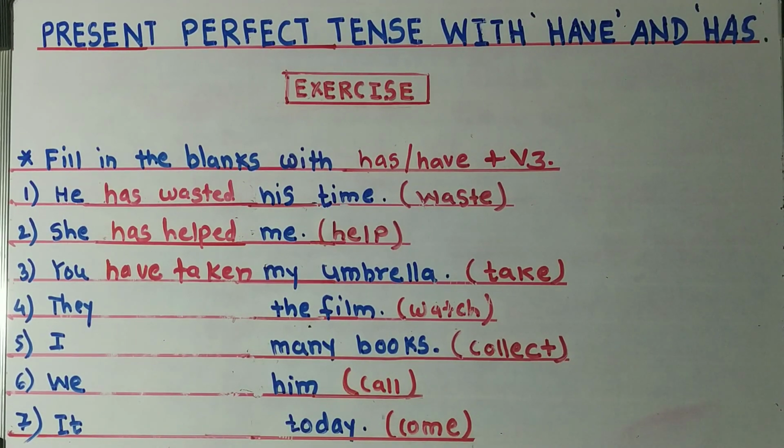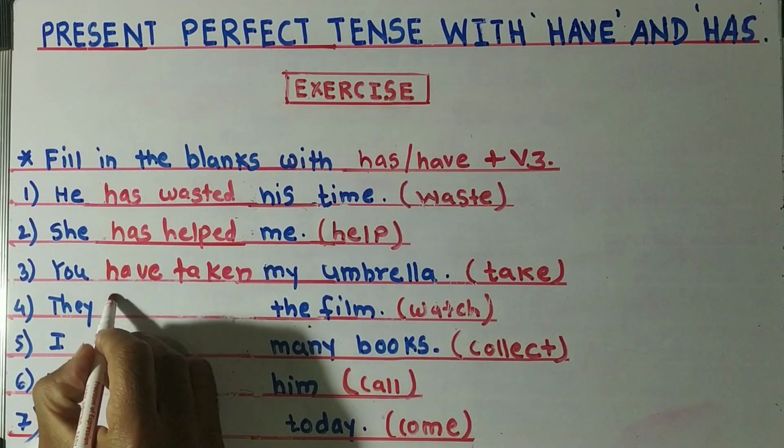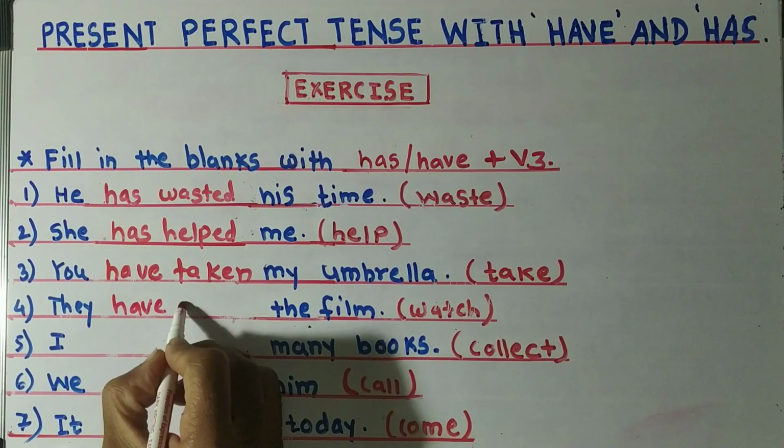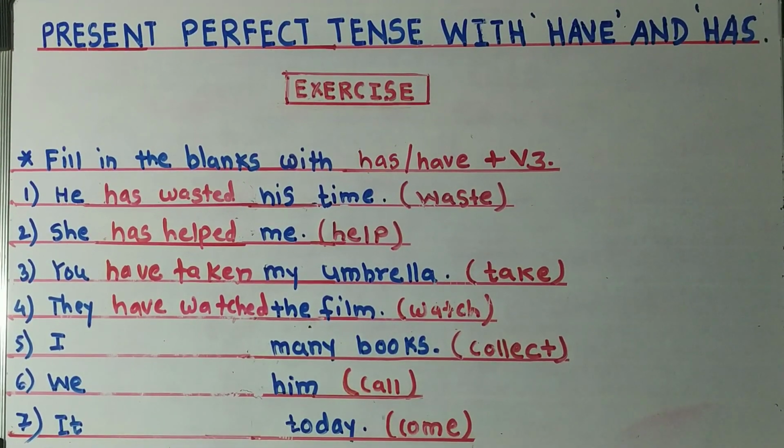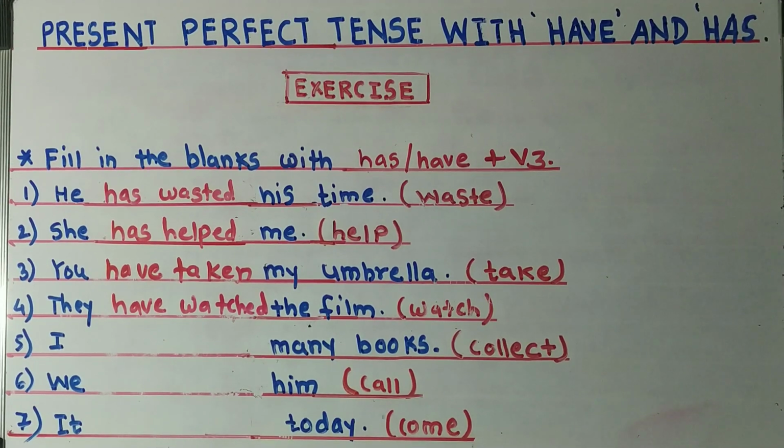Next example. They dash the film. They have watched the film. In this sentence, we have made use of the word have because the subject is plural and the V3 form of the word watch is watched. Next one.